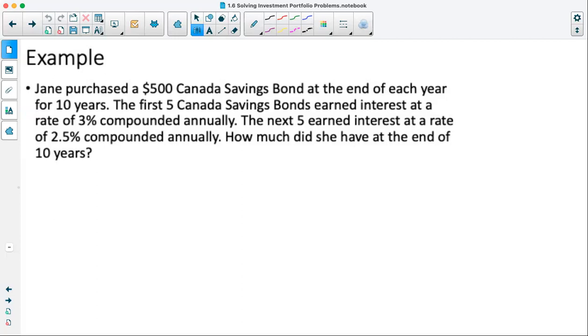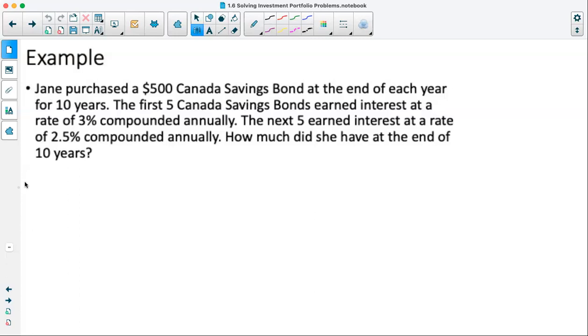Okay, so we'll use our TVM solver twice for this. Once for the first 5 years where Jane is getting 3% compounded annually, and then we'll also use it for the last 5 years where she's getting 2.5% compounded annually, but we'll also utilize our compound interest formula that we had from earlier on in the chapter. So let's start with the first 5 years.